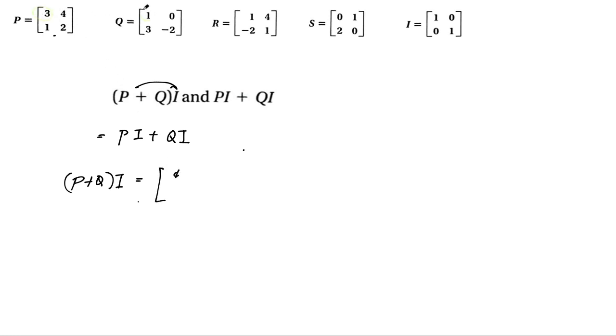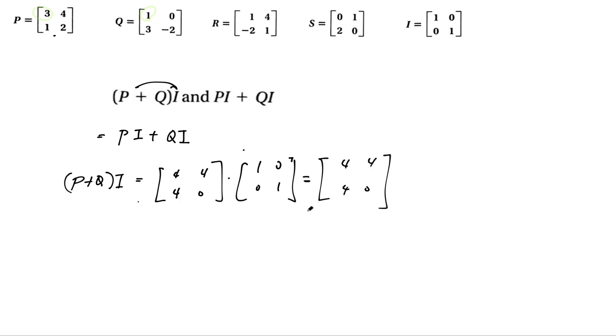Okay, this plus this is 4, then 4 again here, 4 again here, and 0 there. And you're multiplying that by I, the identity matrix. Okay. So this is actually not going to change this matrix: 4, 4, 4, 0.